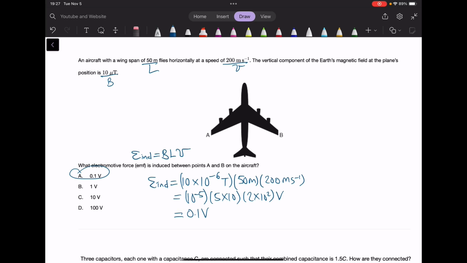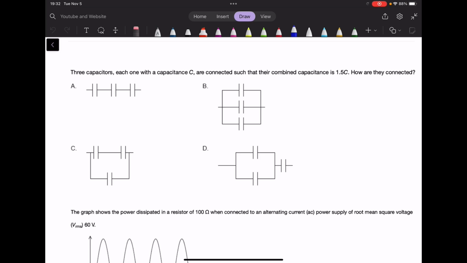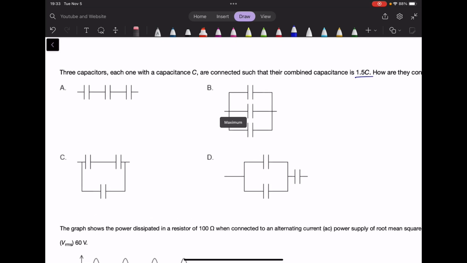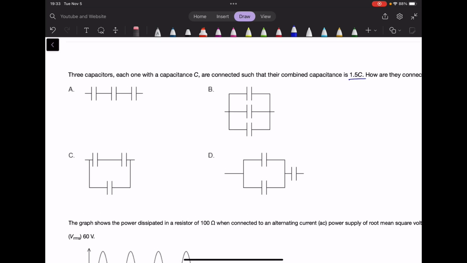3 capacitors, each one with a capacitance C, are connected such that their combined capacitance is 1.5 C. How are they connected? So we know the total capacitance. We only need to calculate the capacitance for each combination to see which option is correct.